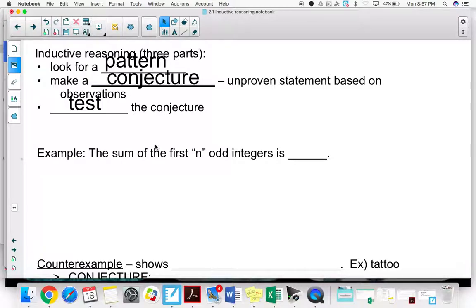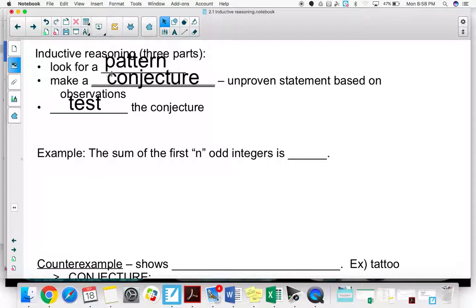All right, so just as an example, we're going to look at the first couple odd integers. What we mean by the first n odd integers is that we're trying to come up with an answer over here that uses the variable n. And the first thing we want to do is look for a pattern.